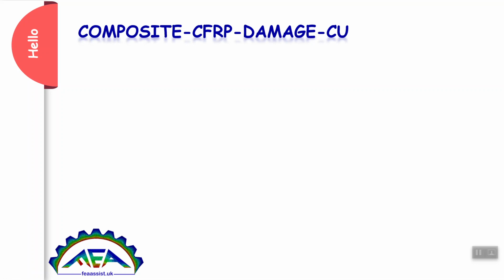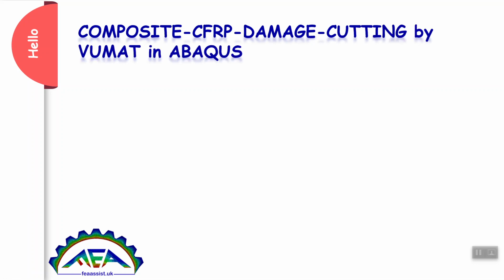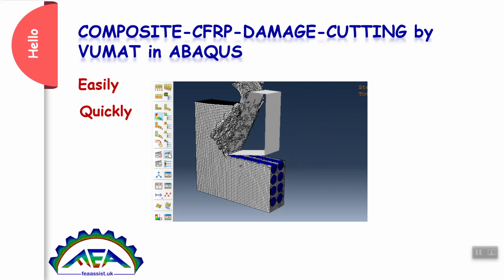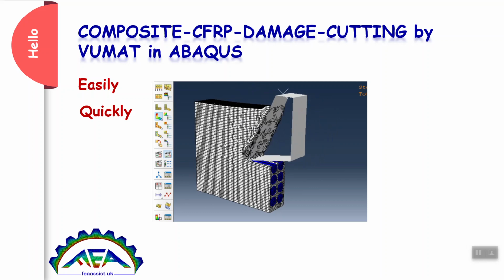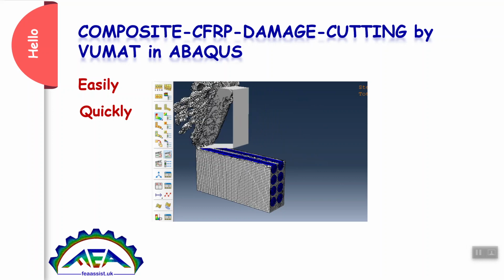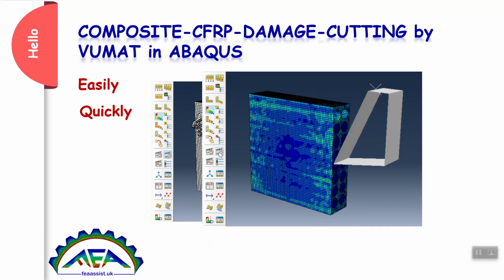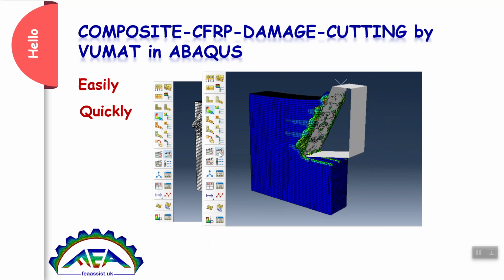Hello. Here we want to explain composite or CFRP damage or cutting by VUMAT subroutine in Abaqus. You can learn it easily and quickly by this video. The first solution is micro. In micro solution, the fibers and matrix are defined separately. You can see the cutting process here. The fibers are oriented in 0 degree in this example. Or here you can see the strain in the elements and the chip formation.